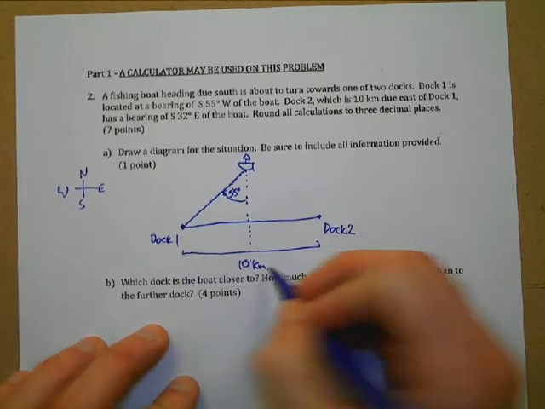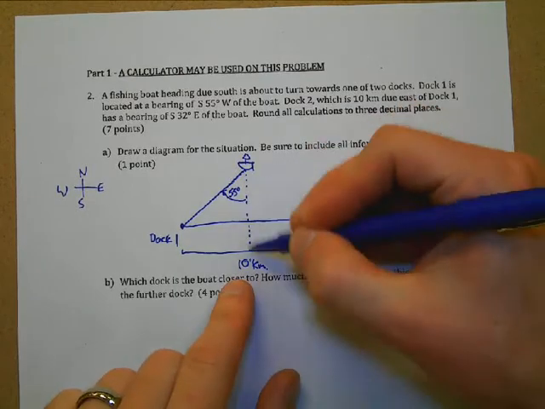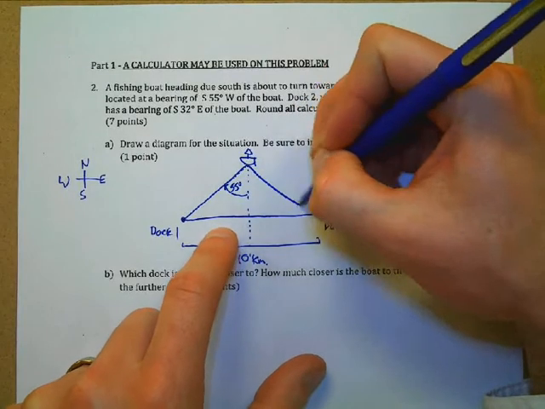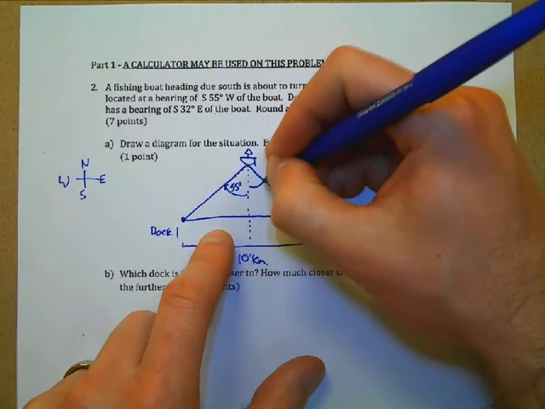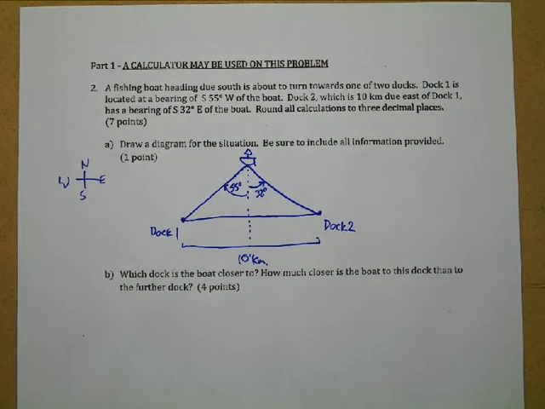That's Dock 2. Also, it has a bearing south 32 degrees east of the boat. Well, now with the way we drew the picture, it's kind of obvious, right? Here's the southern direction. 32 degrees east then is going to go to the right. Okay, and so then there's 32 degrees right there, east. So, there's our setup. Questions on any of that?